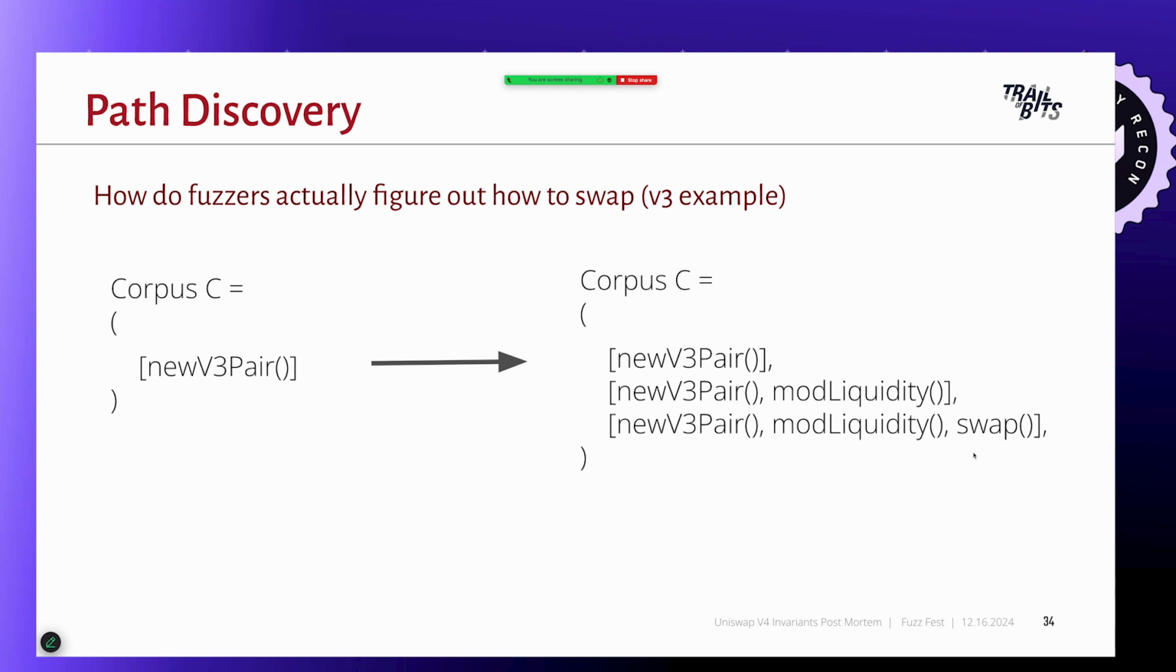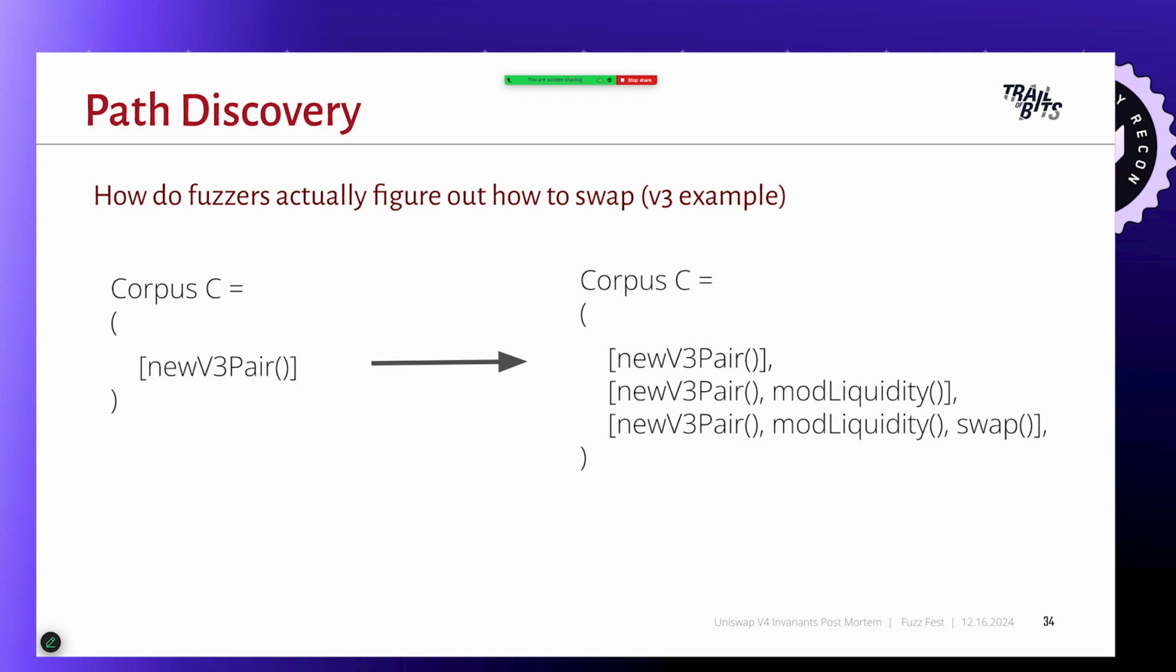And so this is how a fuzzer goes from not knowing anything about your code to being able to know how to actually do a swap. And this is a really important property, because if you go from an empty corpus, if there was nothing here, it'd be very hard for the fuzzer to go from nothing into knowing I need to call new v3 pair, modify liquidity, and swap.